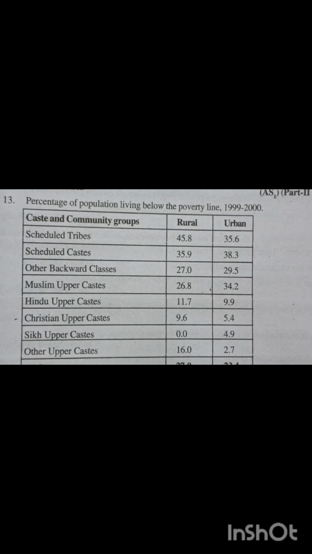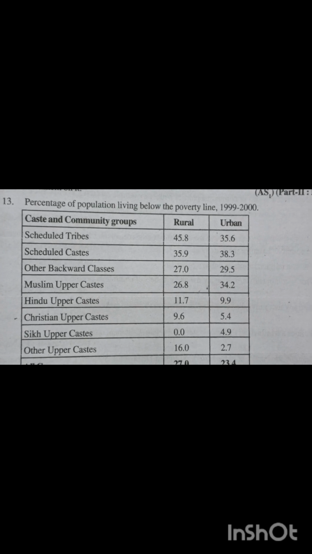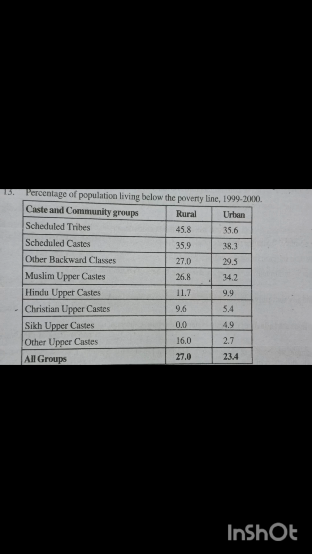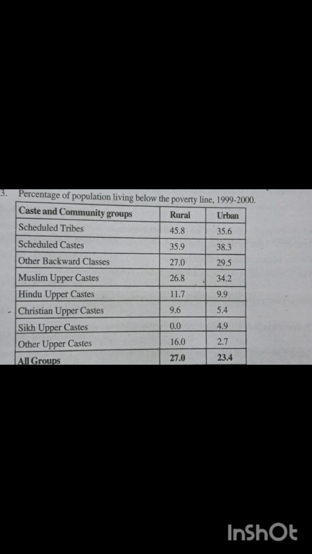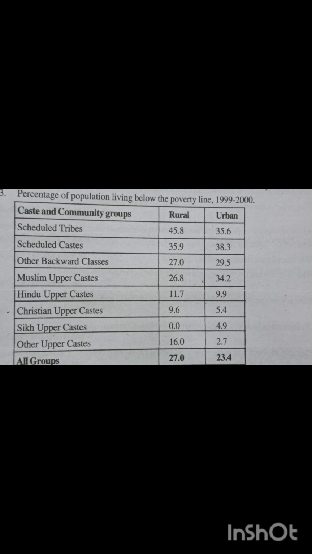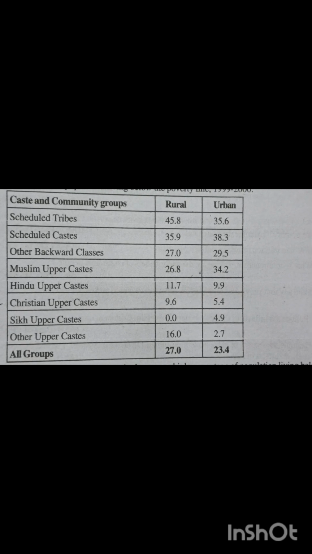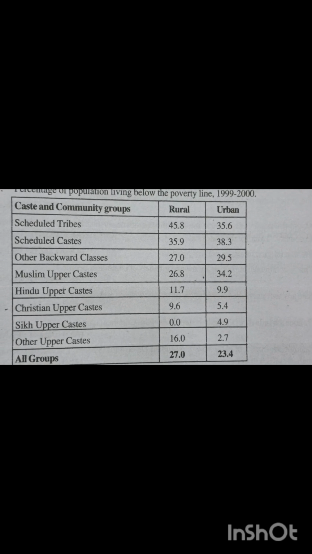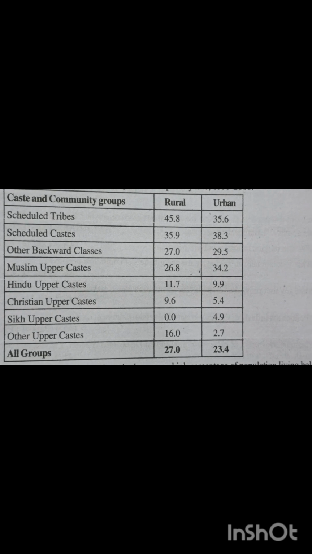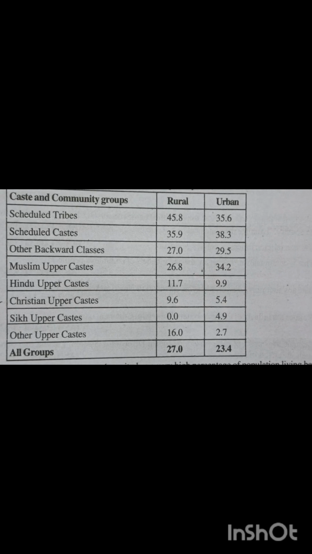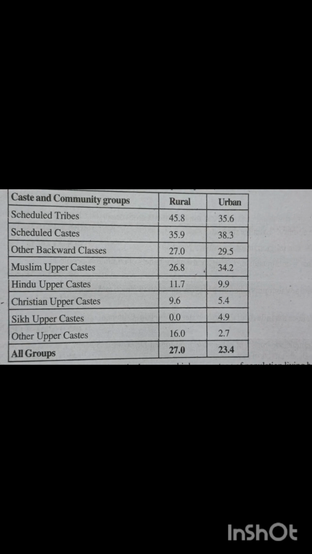Thirteenth one, percentage of the population living below the poverty line, 1999 to 2000. Caste and community groups, rural and urban. Scheduled Tribes, rural 45.8, urban 35.6. Scheduled Castes 35.9, 38.3. Other Backward Classes 27, 29.5. Muslim upper caste 26.8, 34.2. Hindu upper caste 11.7, 9.9.